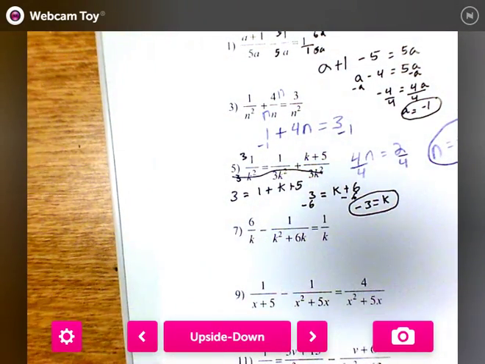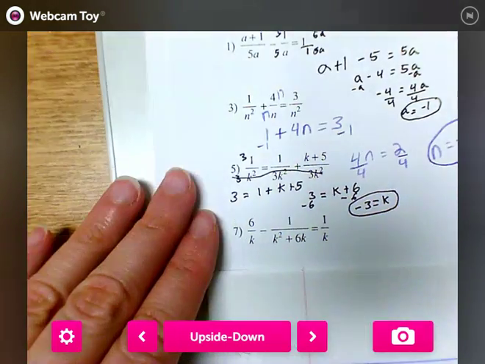So I'm going to get a separate piece of paper for these next ones because I feel like my work is trying to get crowded. If you guys want to smush yours in, that's fine, but I'm going to spread mine out a little bit.